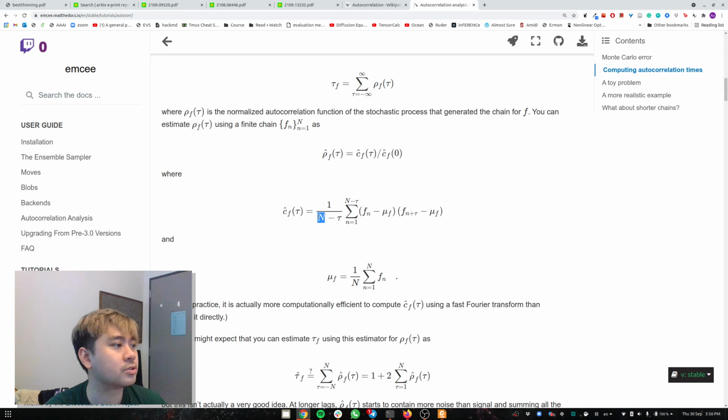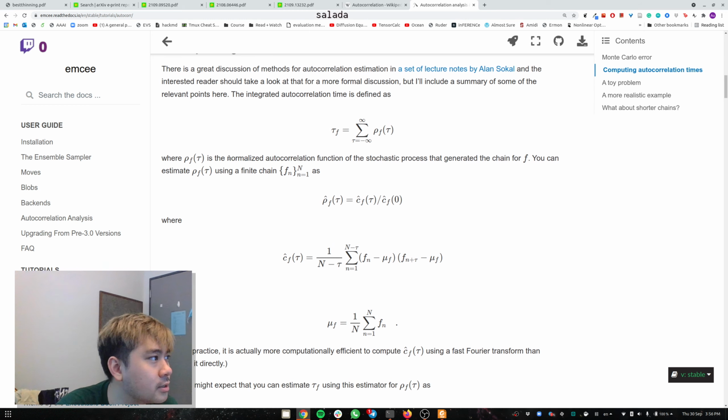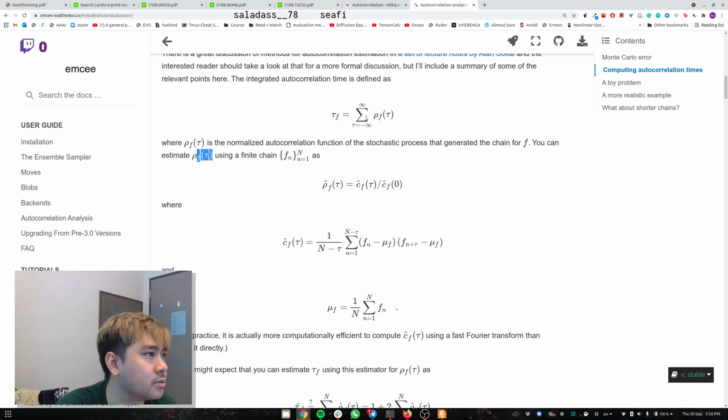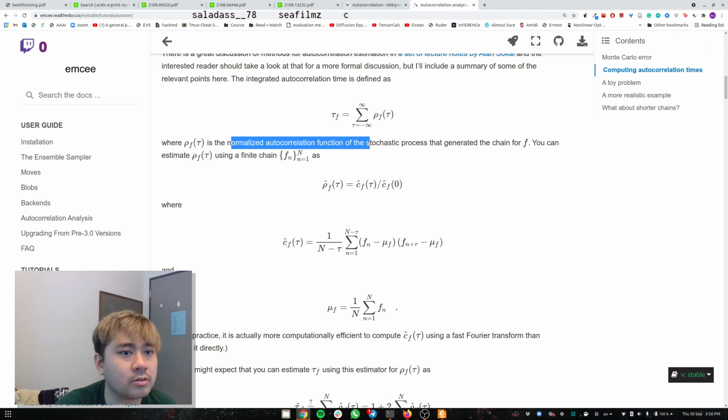Oh wait, no, sorry, what is this? Why is that hat here? Wait, let me see. This is a normalized correlation function. You can estimate. Oh right, so it's an estimate. Okay, it's an estimate of the autocorrelation time.